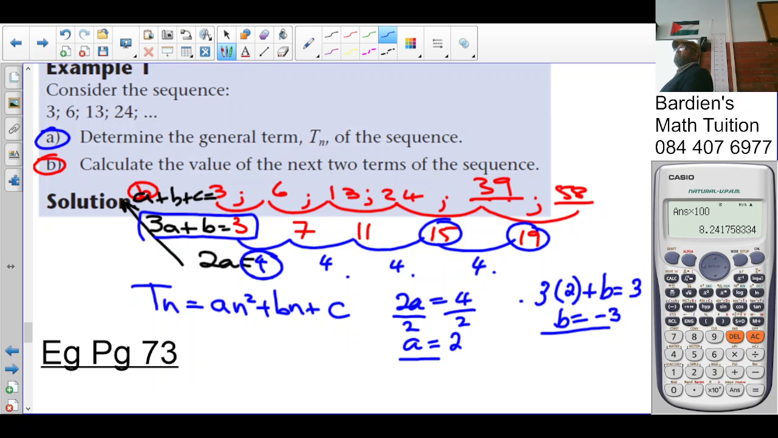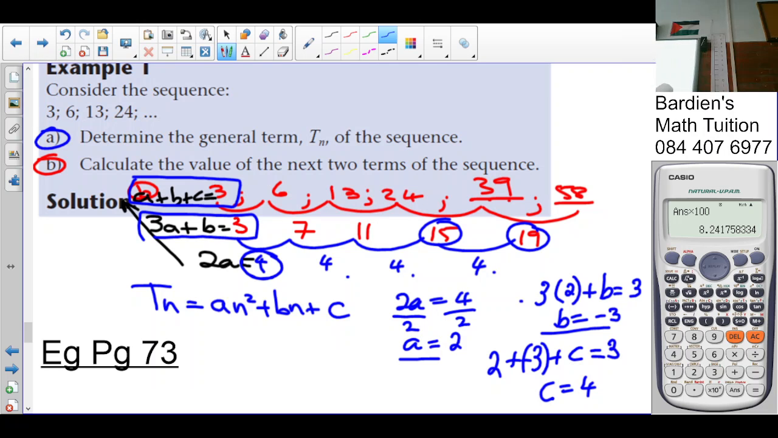So what do I do now? a plus b plus c is 3. Not so. So what's my a value? 2 plus my b value, negative 3, plus my c value is equal to 3. b is negative 3, is absolutely correct. So work out c. 4. You all agree with that?